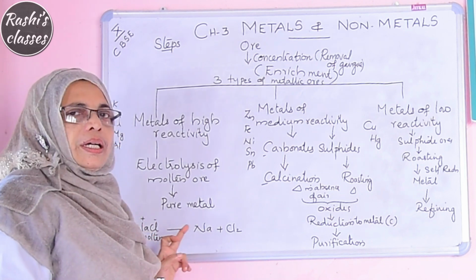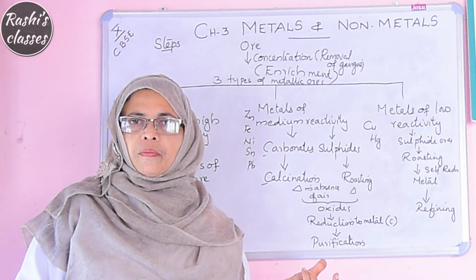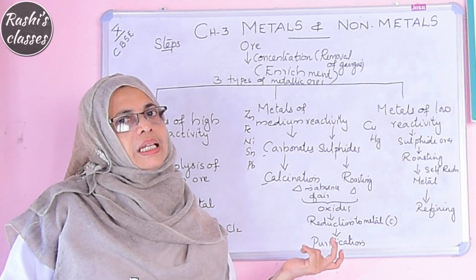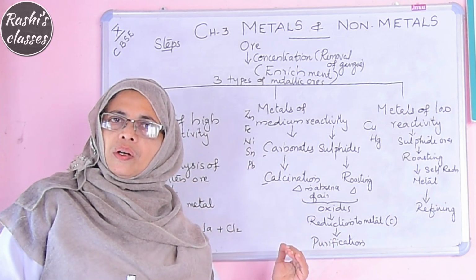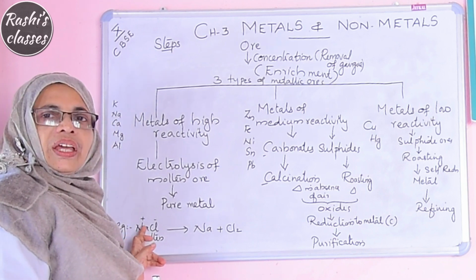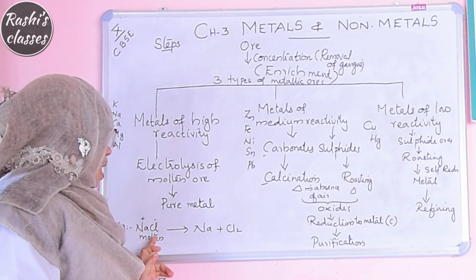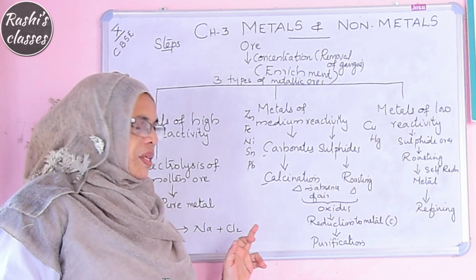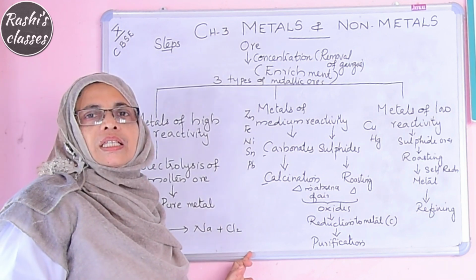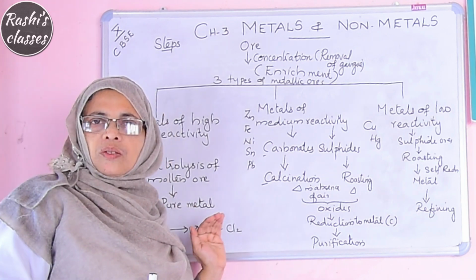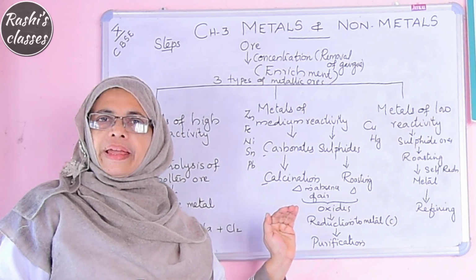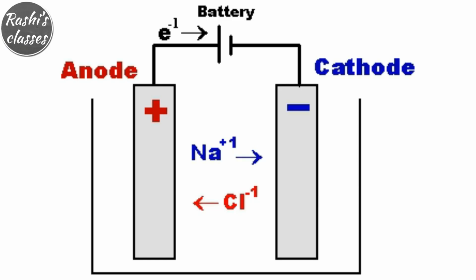So sodium chloride, if it is in the crystalline form, does not conduct electricity. When it is in the molten form, it will be in the form of Na plus and Cl minus, and when electricity passes, sodium and chlorine gas is formed. We get sodium on cathode because you know metals are electropositive in nature. They move towards cathode.